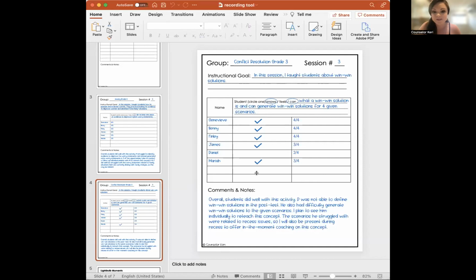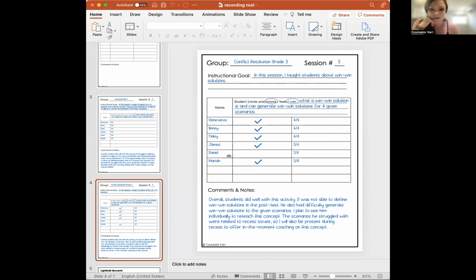Can they define it? So maybe we do a pretest at the beginning of our session and just ask them to write down on a sticky note, what is a win-win solution? Can you do it? Do you know what it is? If they don't know at the beginning, but they do at the end, great. They've learned something. They have knowledge. We can assess that they have gained from our instruction.